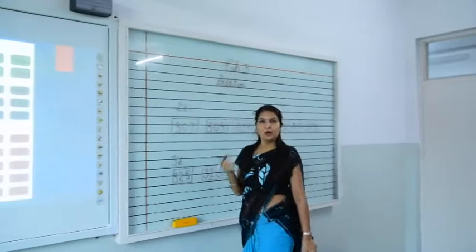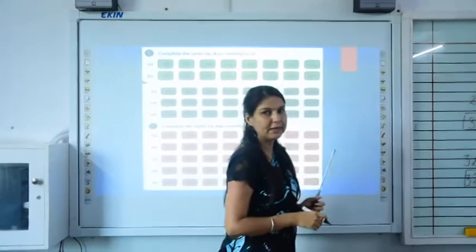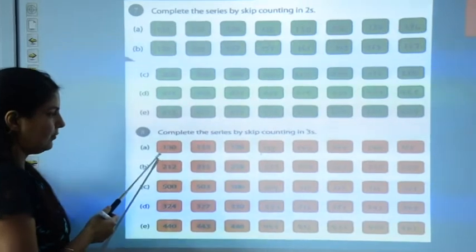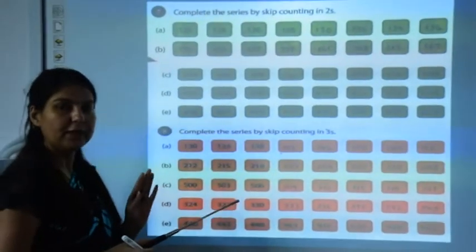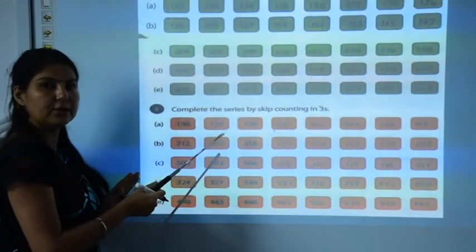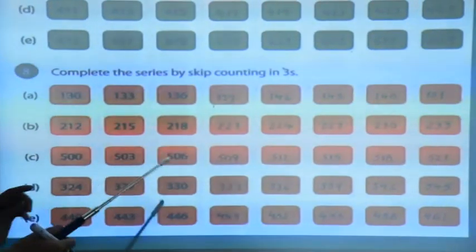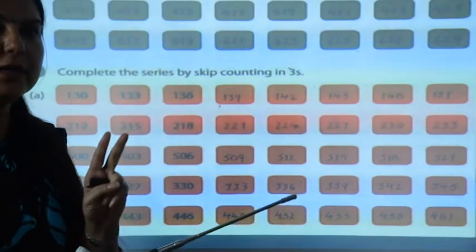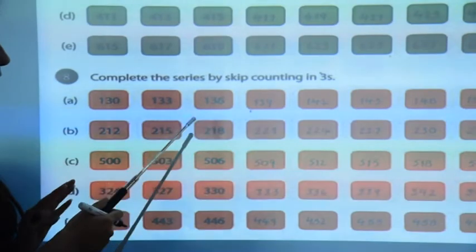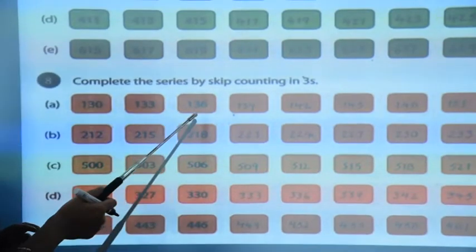Now, we will come to the skip counting by threes. Here you can see question number A, look here, 130 is given. Now 131 and 132 are skipped and 133 is written. What is written here? 133. And after 133 we will skip again two numbers and we will write the third number. 134 and 135, these two numbers are skipped and 136 is written.